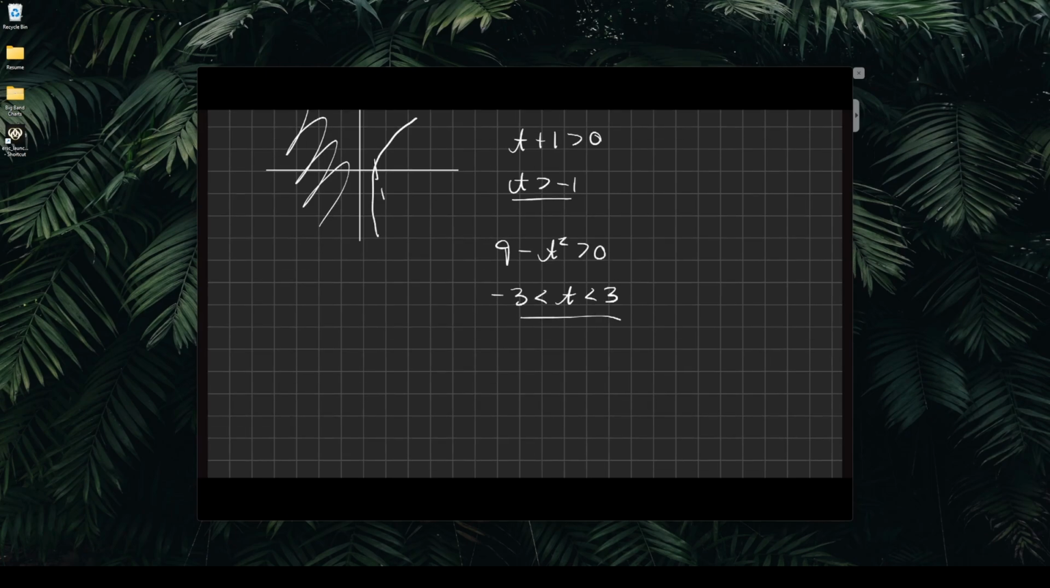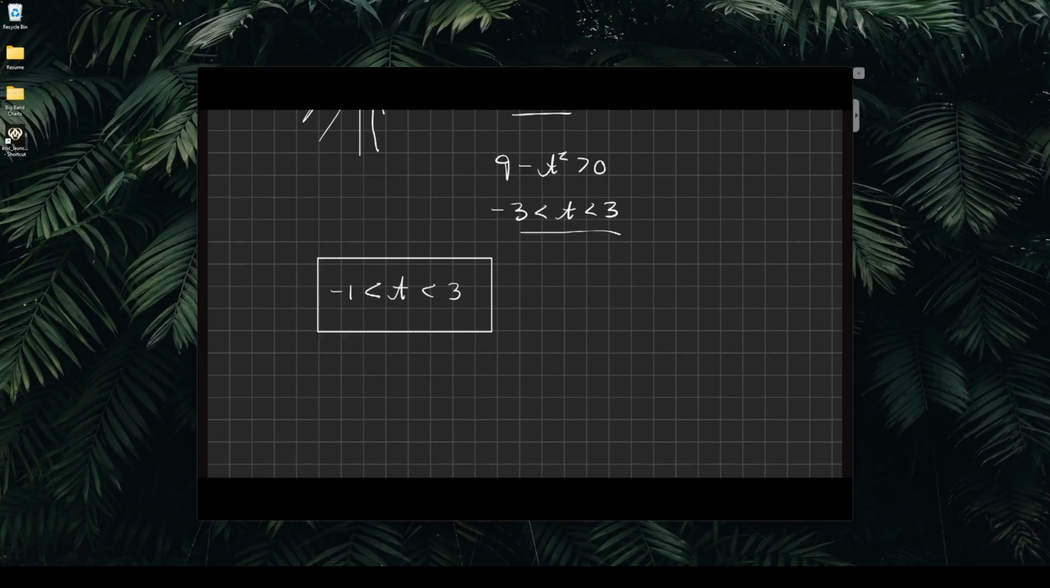So we can put this all together as saying that t must be greater than negative 1, which is greater than negative 3, so it's fine. And then also it needs to be less than 3. And so this is a perfectly valid answer.